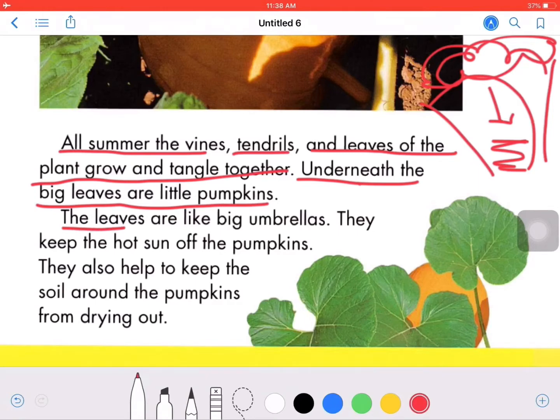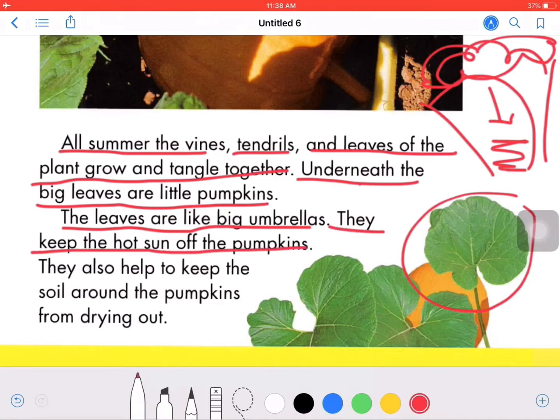Okay? The leaves are like big umbrellas. Can you see here? Like big umbrellas. What's the job of these leaves? Why are they big? Why do they look like umbrellas? Let's see. They keep the hot sun off the pumpkins. So now it's hot. It's summer. If there is too much sun, what will happen? There will be a problem. So these leaves keep the sun off the pumpkins.